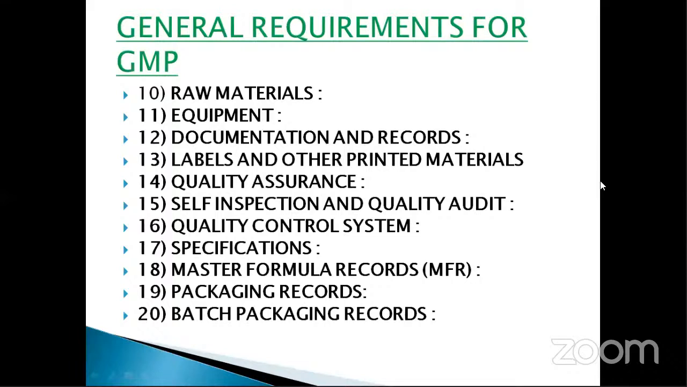Say one raw material's expiry date is December 2021. And the manufactured product, say a paracetamol tablet you have manufactured, its expiry date cannot be after this December 2021. So that you have to see. It cannot be used in that product.